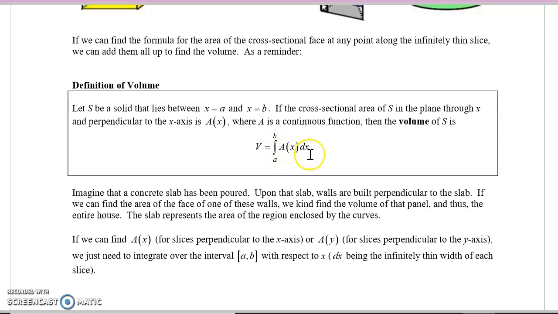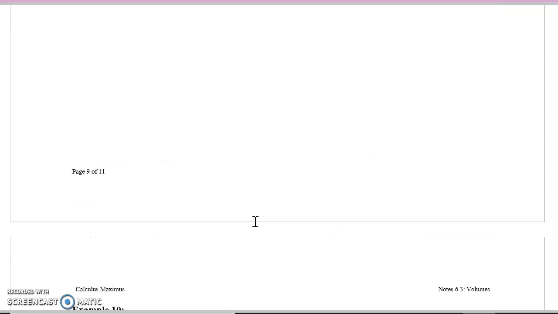Remember that dx gives us our thickness, the area of our cross-section gives us the other two dimensions, and we multiply two dimensions times one dimension, we get that volume, and then we add them all up. And it would be a dx problem if we're slicing perpendicular to the x-axis. It would be a dy problem, and our area would be a function of y instead of a function of x, if we are slicing perpendicular to the y-axis. But either way, we're just adding up a whole bunch of different areas. So the trick is, can we come up with this area function, as a function of x or possibly y? So that's the goal here.